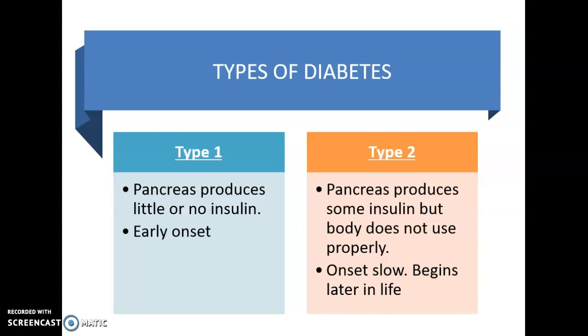Type 1 is where the pancreas produces little or no insulin. So these people are dependent on insulin shots because their body does not make insulin anymore. Type 2, the pancreas produces some insulin, but the body does not use it properly. Onset is slower, and it usually is later in life. Type 2 is sometimes treatable by weight loss, dieting, and exercise, where type 1 is not, because the pancreas just quits working.